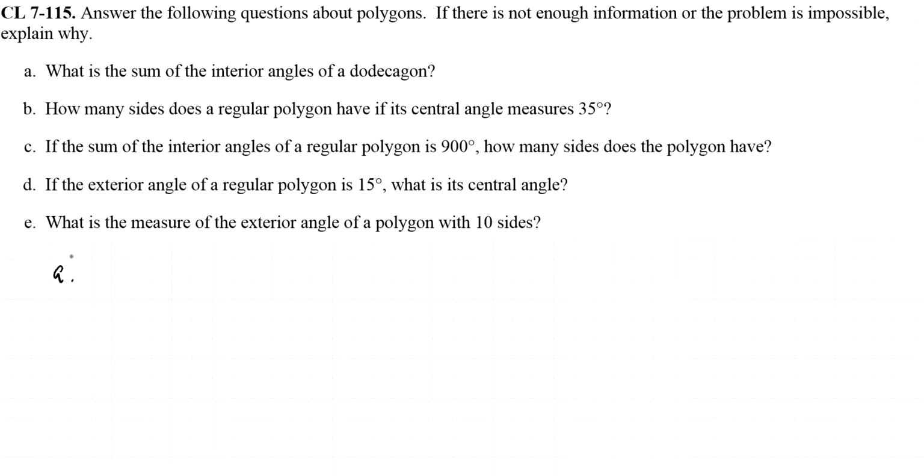Alright, so we can do this a couple different ways. We can use the formula n minus 2 times 180 and divide it by n. And so we know a dodecagon is 12. So 12 minus 2 is 10 times 180 and then divided by 12. And so if we do our calculator, we get 10 times 180, which is 1800, divided by 12, which is 150.